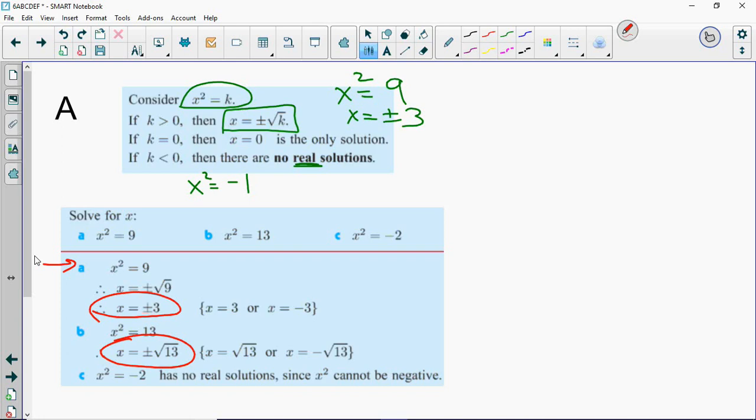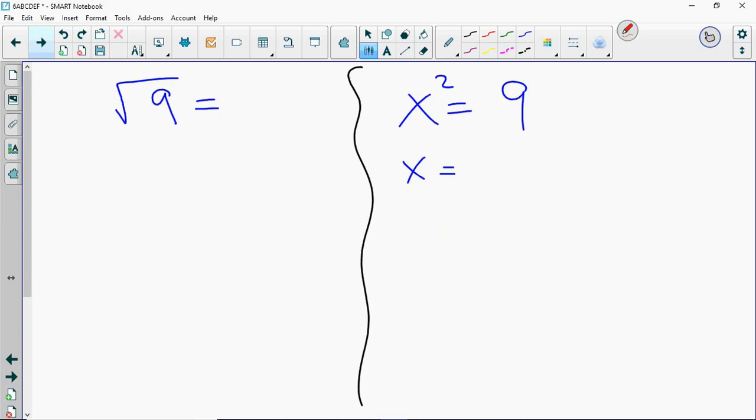All right, and now I get to go back to something that I said back in chapter 4. So using the example of 9 again, there are problems where we have just the square root of a number and we're expected to simplify that. And I had said previously that that would be only the positive value. So this would be equal to 3, positive 3 only. However, when we have an equation, x squared equals 9, when we take the square root of both sides, we're going to get x equals plus or minus 3.